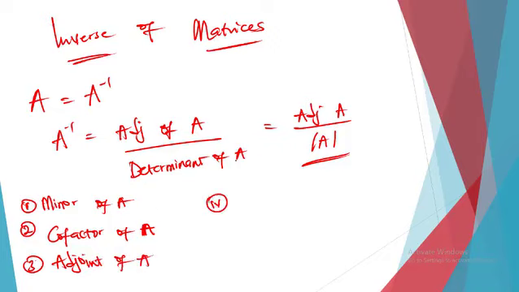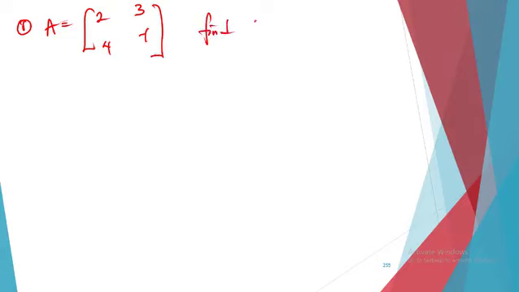And then lastly, which is number 4, you have to find the determinant of the original matrix, the determinant of A. Then you find the inverse by dividing the adjoint by the determinant. So let us quickly take an example. We have A equal to 2, 3, 4 and minus 1, and we are asked to find the inverse of A.